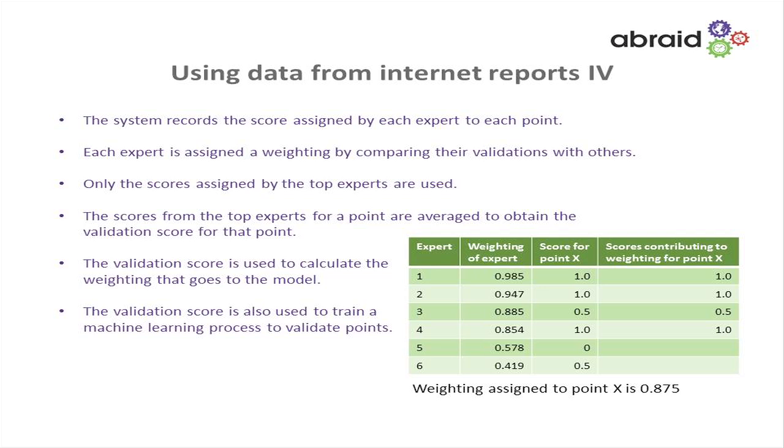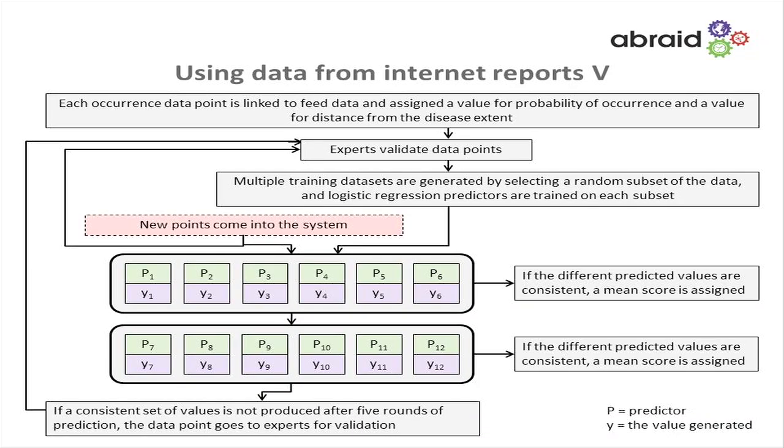So I'm going to spend a little bit of time on this slide. I've talked through how we obtain the pool of validation weightings from the expert. In addition to those validation weightings, every disease occurrence point that comes into the system is assigned 3 metrics, 3 values by the system. The first of those is for the feed. So I've talked a little bit about that already. So the feeds are things like ProMed, Google News, and so on.